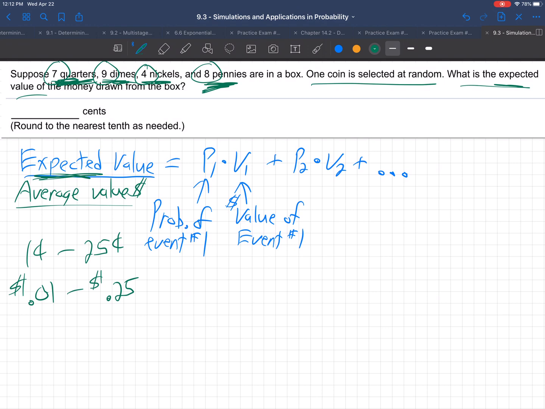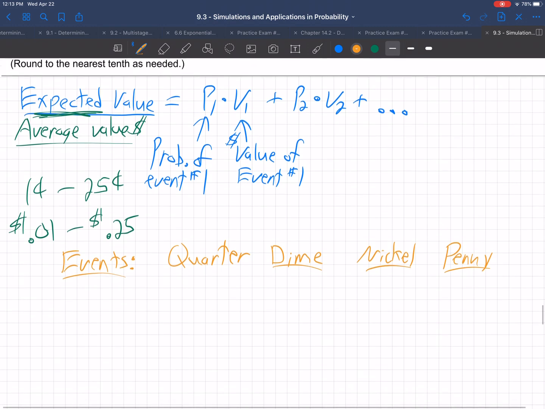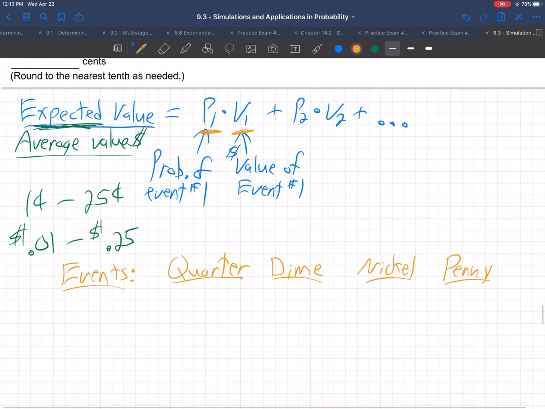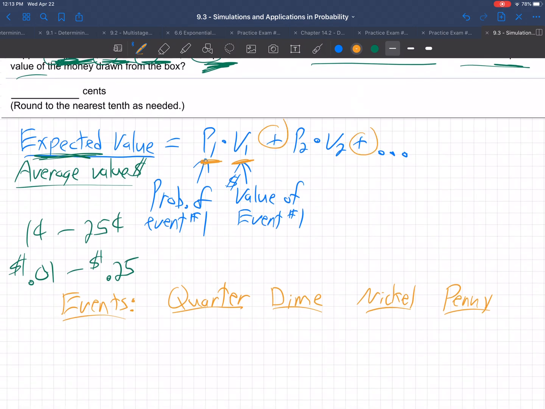All right, so let's go to it. First off, let's talk about the different events that can happen. You've got to list out the different events. You can get a quarter out of that box at random. You could get a dime out of that box at random. You could get a nickel out of that box at random, and you could get a penny out of that box at random. So for each of those, we've got to take the probability of that times the monetary value of that, and then just add those up.